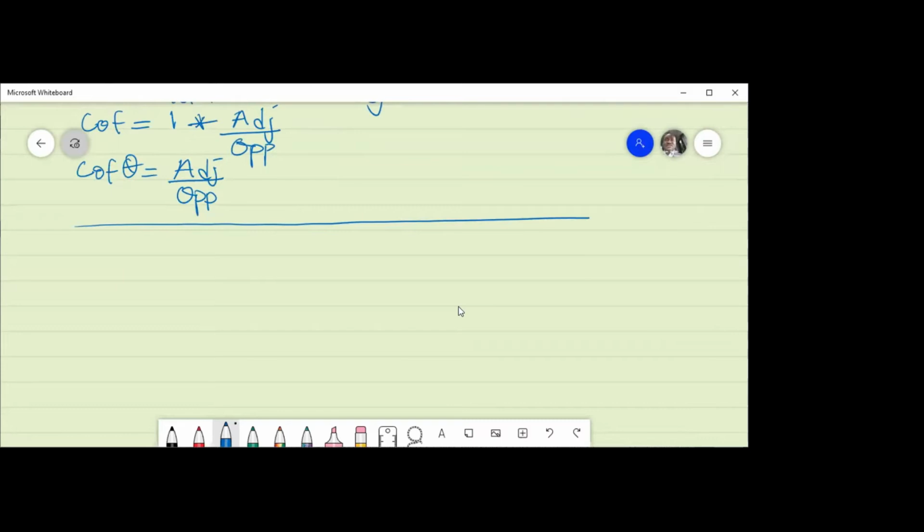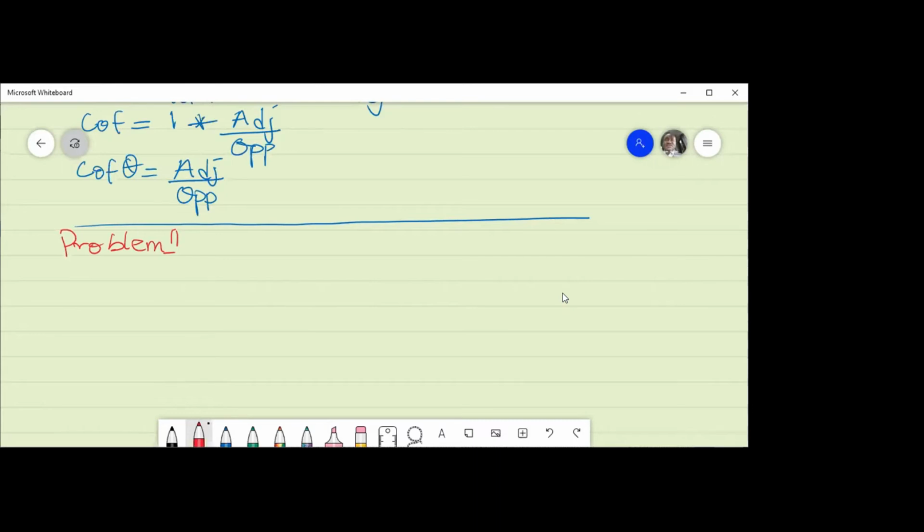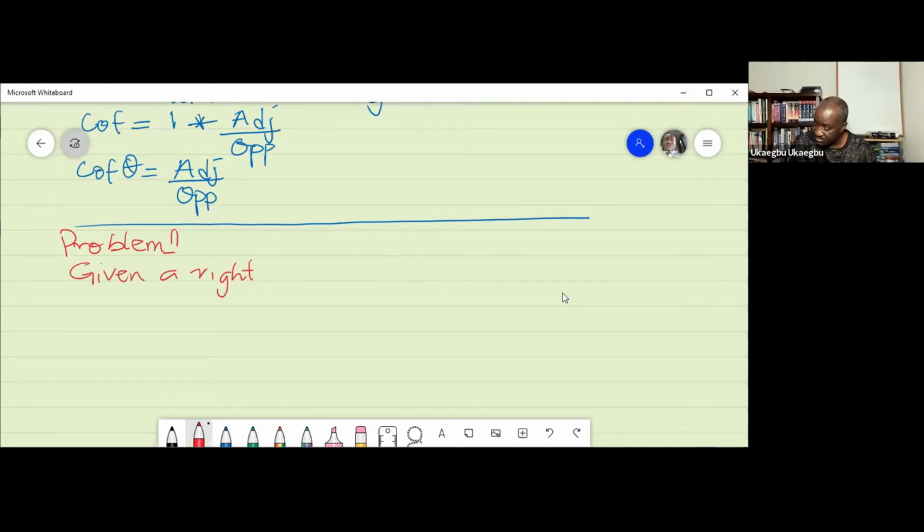So I'm going to give you a right triangle, and then we are going to find all the trig ratios of that right triangle. I will just draw a right triangle, and based on the dimensions of the right triangle, you will write the 6 trig ratios. The question is going to look something like this. Problem 1: given a right triangle, write the 6 trig ratios of the triangle.